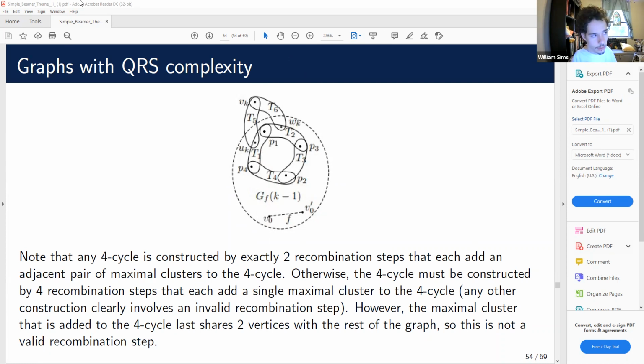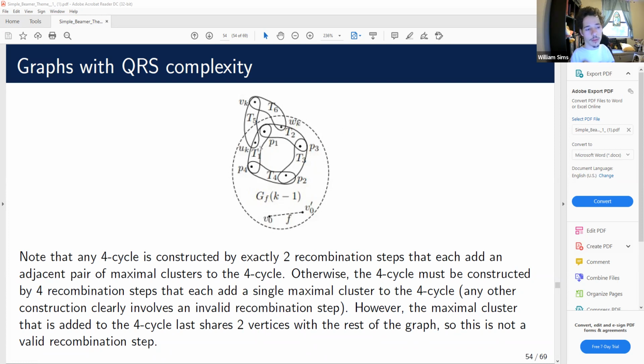Okay, so we're going to note something that's kind of obvious, but it's important, so we're going to show it real quick. During these recombination steps, this 4 cycle is going to come into existence in our graph, right? And it must be the case that any recombination step that adds clusters to this 4 cycle must add exactly 2 clusters. So in particular, this 4 cycle is constructed using 2 recombination steps, right? Otherwise, the only case to consider is 4 recombination steps that each add a single maximal cluster to this 4 cycle.